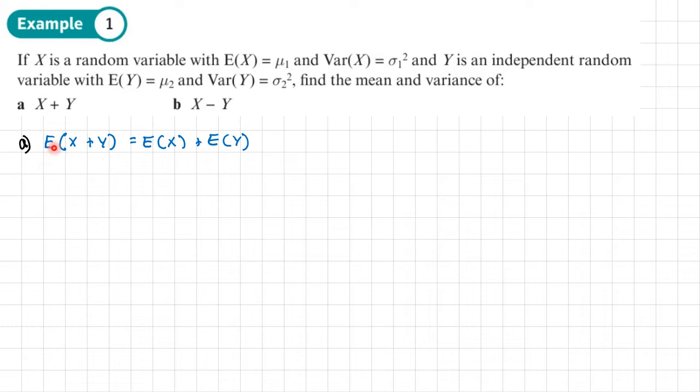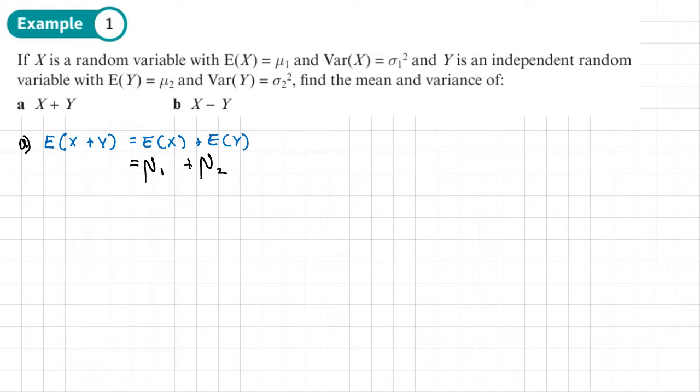So we're going to start by using this rule here because we want to find the mean of x plus y, and the rule says we want the mean of x plus the mean of y. So the mean of x is mu1 and the mean of y is mu2. So that's basically it. That's going to be our final answer for part A.